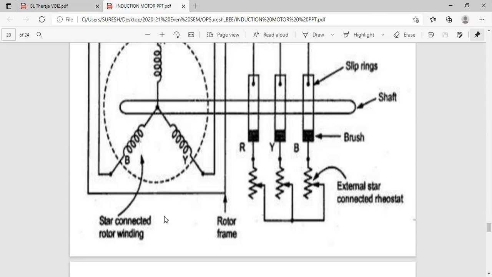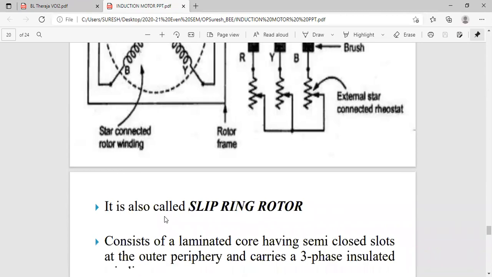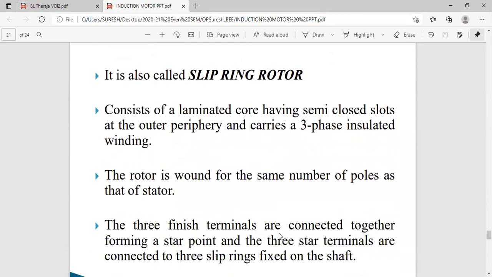This is the construction of the slip ring induction rotor. It is also called the wound rotor induction rotor. It consists of a laminated cylindrical core having slots at the outer periphery and carries a 3-phase insulated winding. Winding means copper rods; we are placing copper rods here also. The rotor is wound for the same number of poles as the stator.